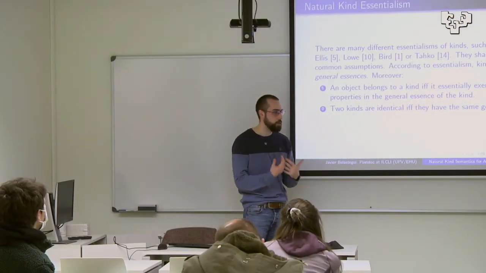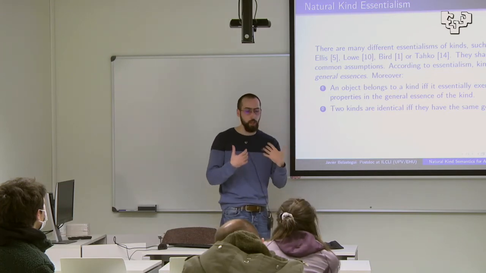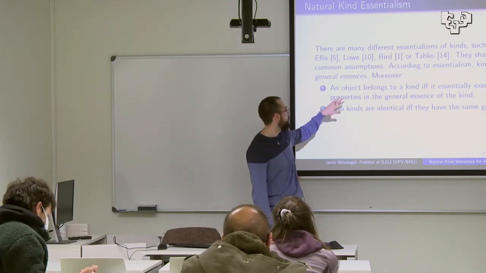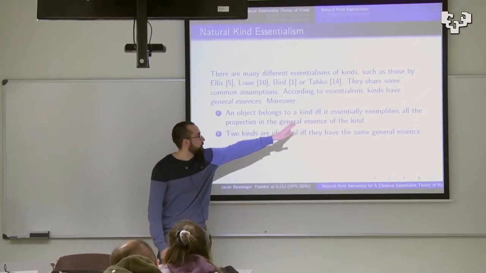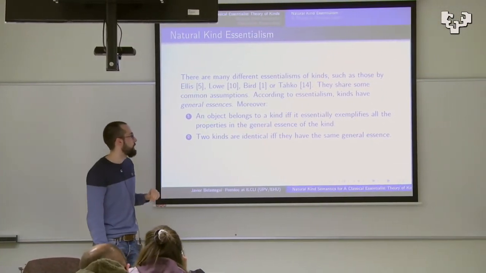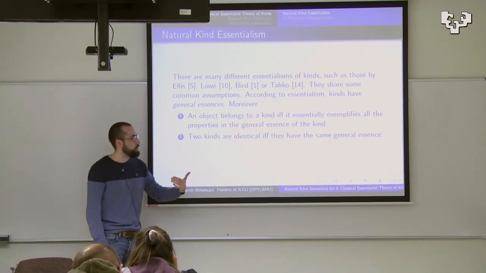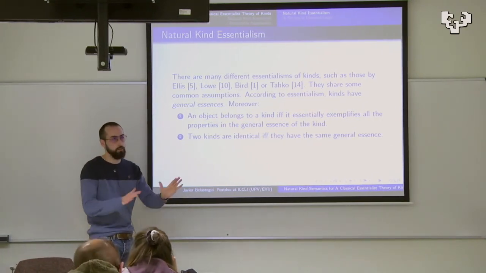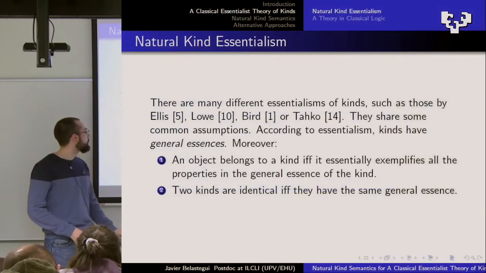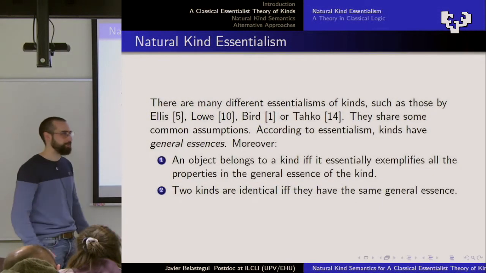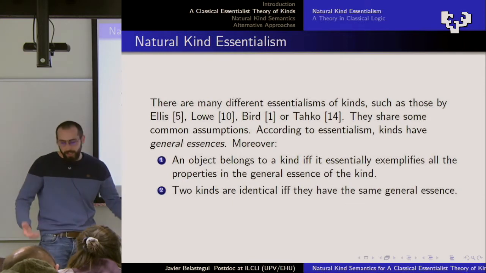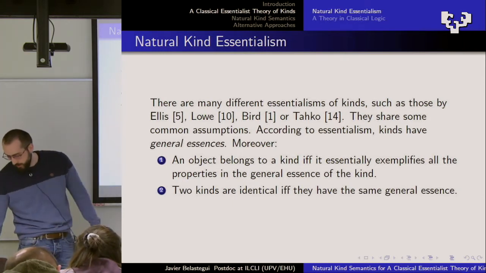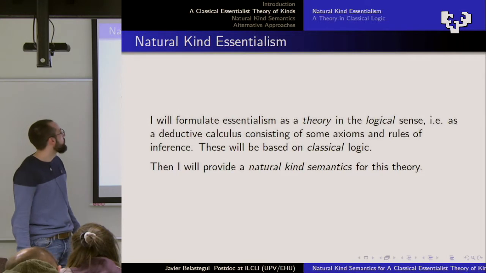So, the conditions under which something belongs to the kind. Here would be a way to put it: an object belongs to a kind if and only if it exemplifies essentially all the properties in the essence of the kind. It's a plausible way to put the claim. And some other claim may be that two kinds are identical if and only if they have the same essence. Not so important for our purposes, but yeah.